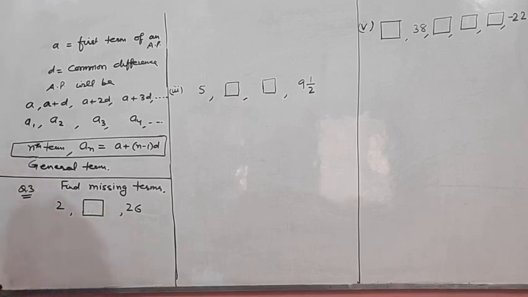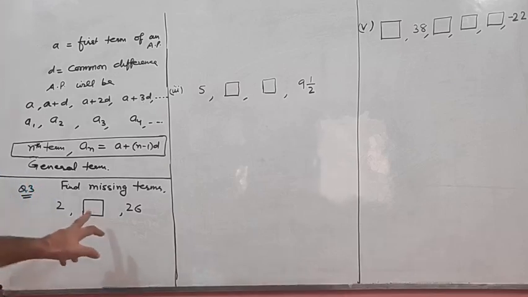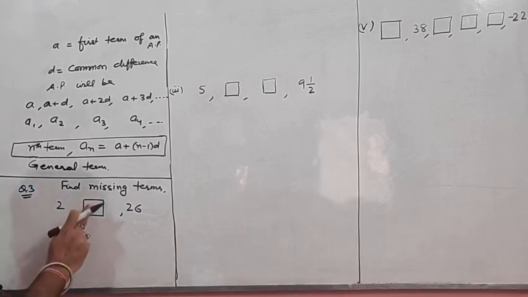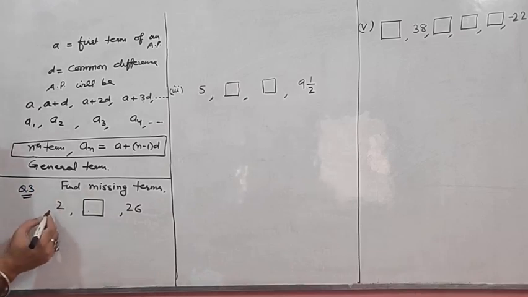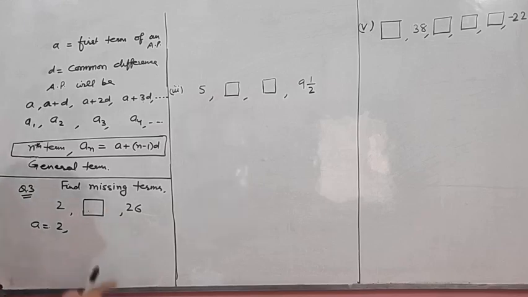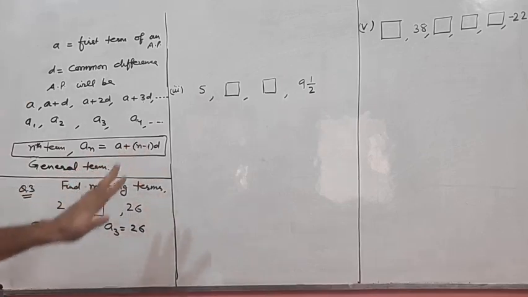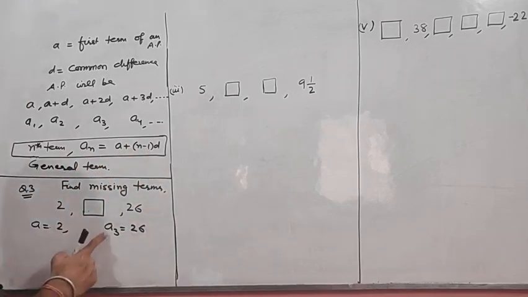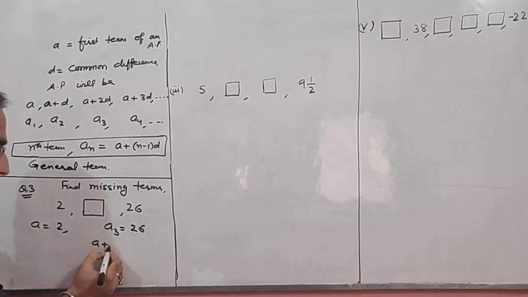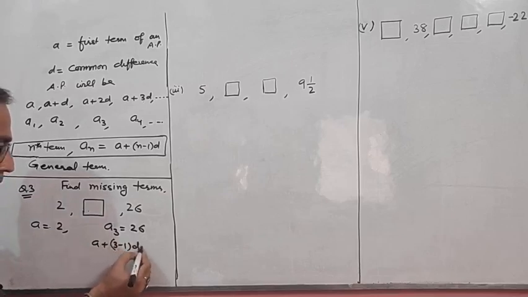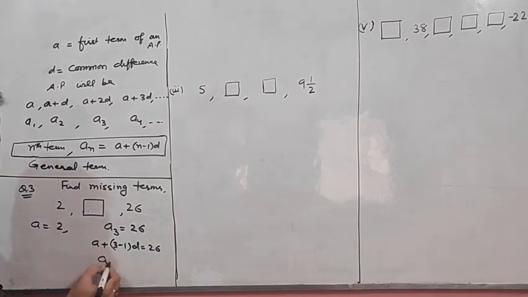3 terms of an AP are given, but the second term is missing. So we have to find the second term. First of all, what is the first term? The first term is A, 2, and the third term, A3, is given as 26. Now using the general term formula A plus n minus 1 into D, the formula for the third term is A plus 3 minus 1 into D equal to 26. It means A plus 2D equal to 26.